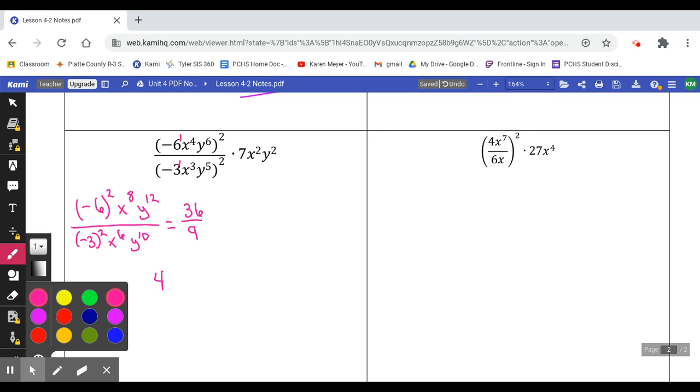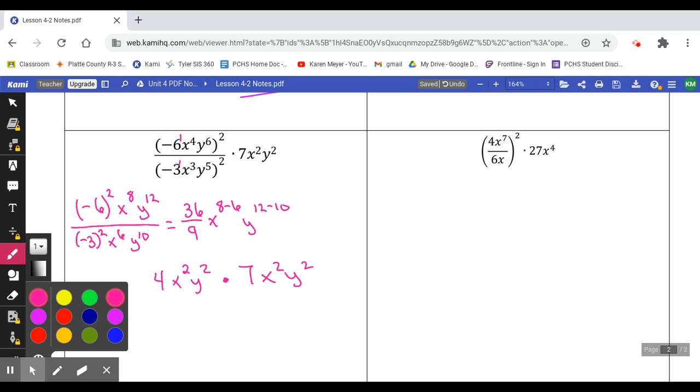And then if you are dividing, you're going to subtract your exponents. So for x, 8 minus 6 is x to the 2nd. And for y, 12 minus 10 is y to the 2nd. And then we're going to multiply that by what we have off to the side of my fraction, which is 7x to the 2nd, y to the 2nd.